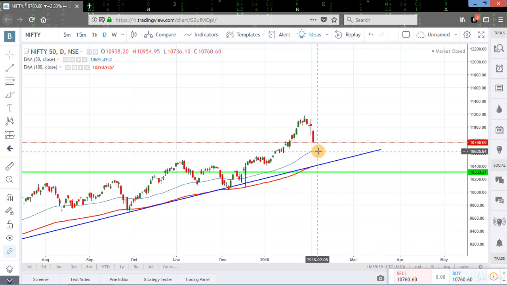That is also a 50% Fibonacci grid level. So one can buy here by executing a stop loss just below that level. But the ultimate buying point of Nifty is 100-day moving average. That is also the trend line for the Nifty.